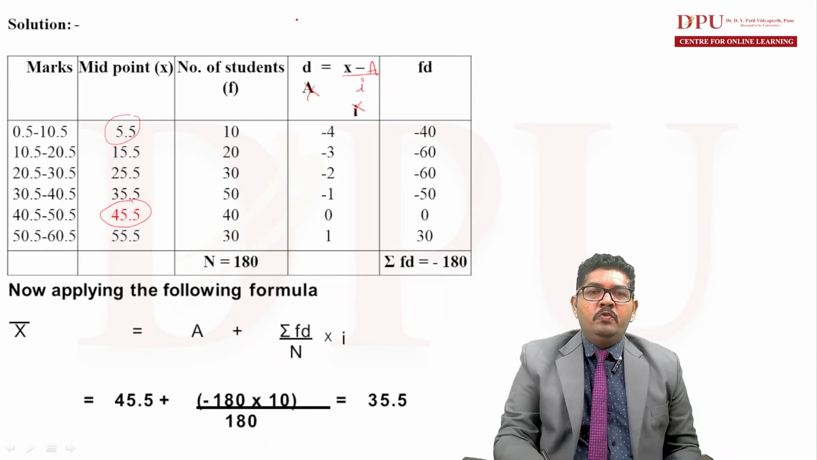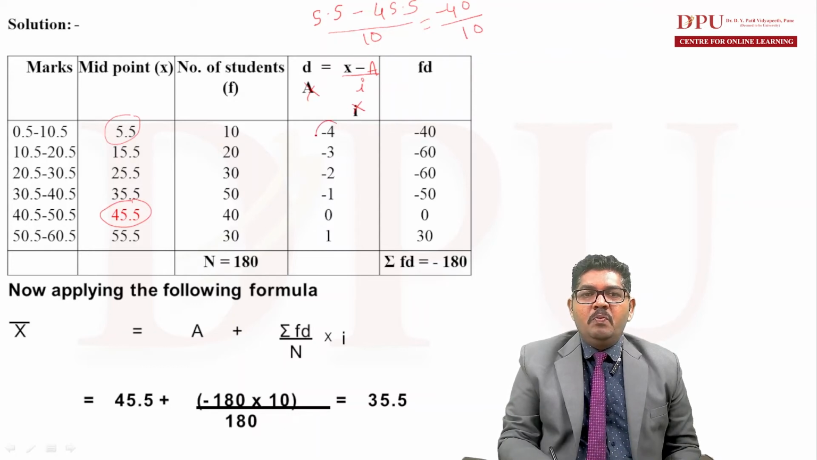Let me do one calculation for you. 5.5 minus the assumed mean 45.5, divided by the class width. The class width is the difference between these two values, 10.5 minus 0.5, which is 10. So 5.5 minus 45.5 is minus 40, divided by 10, which is minus 4. This is how we get all the step deviations. Then we multiply the step deviations by the frequencies, that is fd dash. So 10 multiplied by minus 4 is minus 40, 20 multiplied by minus 3 is minus 60, and so on. We get all the fd dash.